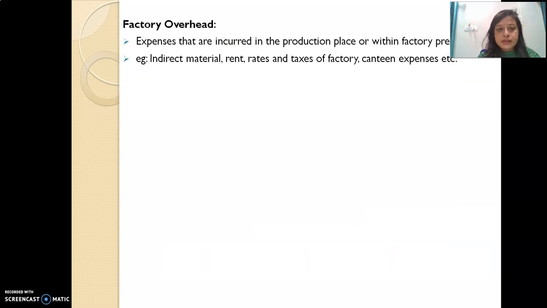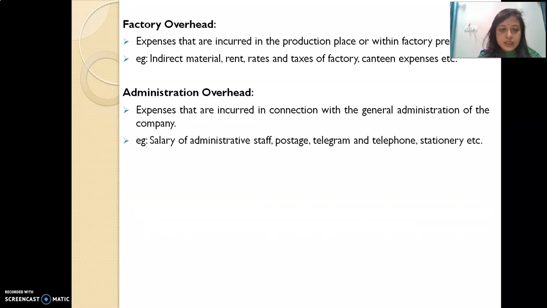Factory overhead. Expenses that are incurred in the production place or within factory premises will come under the factory overhead. Example: indirect material, rent, taxes of factory, canteen expenses, indirect wages will come under factory overhead.